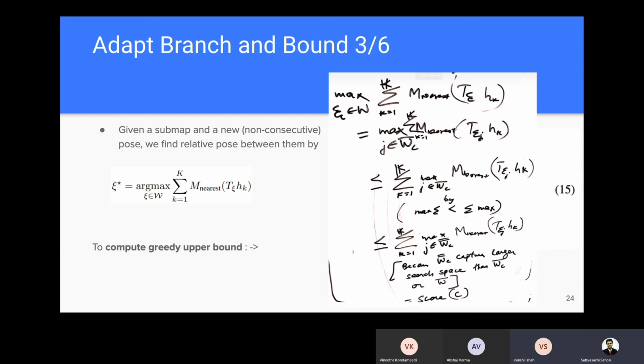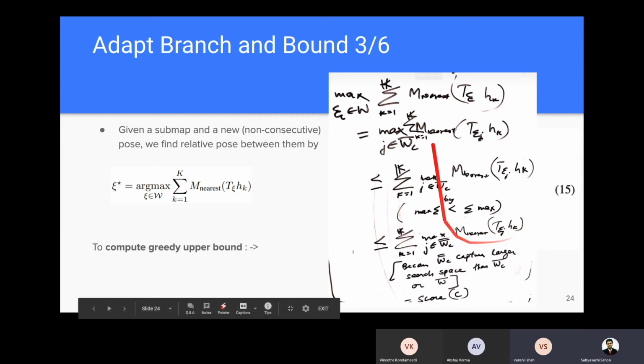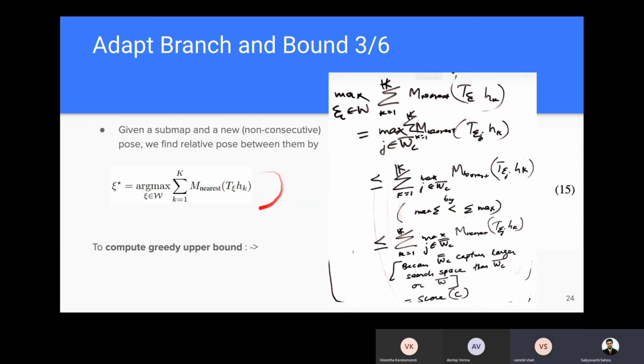Okay, Akshaj, Avanchil, any other question? So now we are going to use this as our upper bound, that this is our greedy score. This is the maximum value that a partition can take. I'll show you how to calculate this, but yeah, any questions so far?